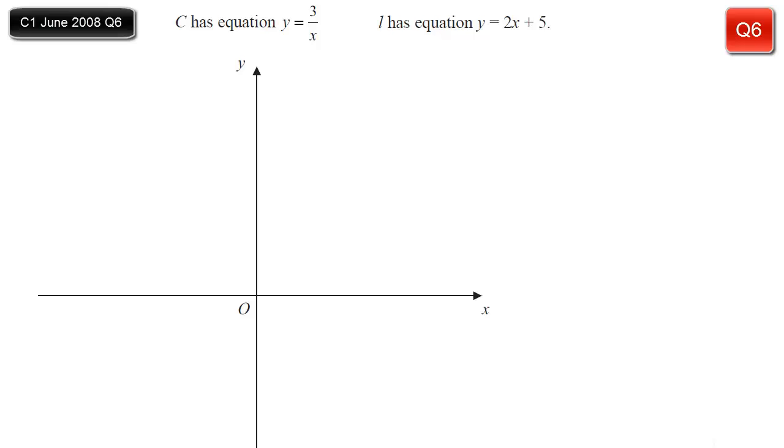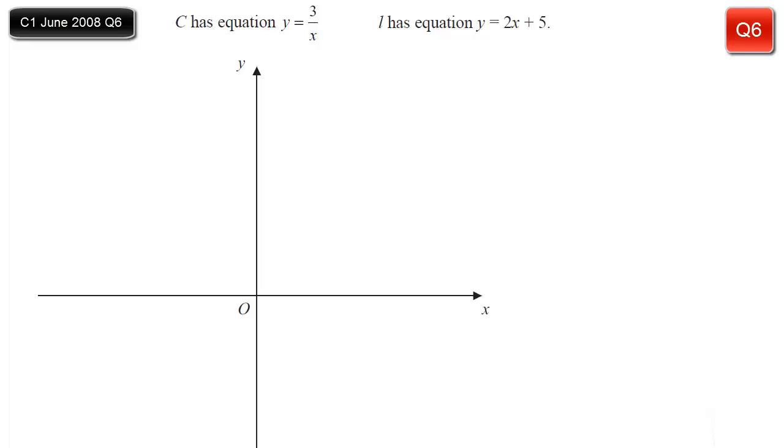Okay, drawing this on the computer is not going to be easy, but we'll give it a go. So we have a reciprocal graph, and a straight line, and we've got to sketch them on the same axes and make sure we show points of intersection with axes.